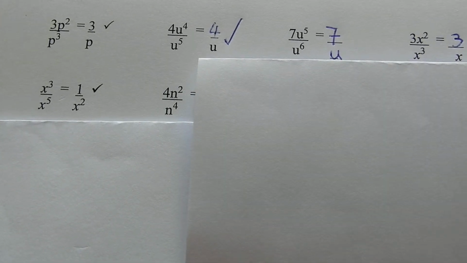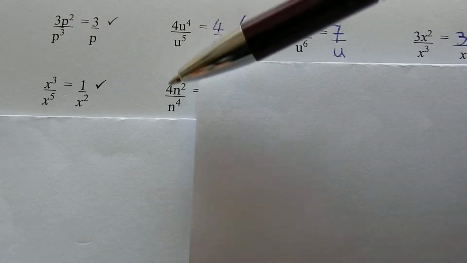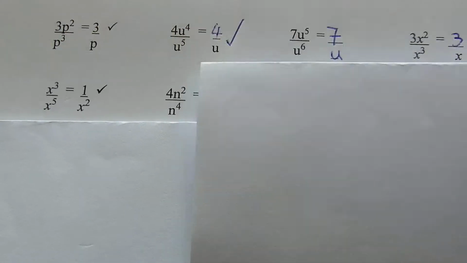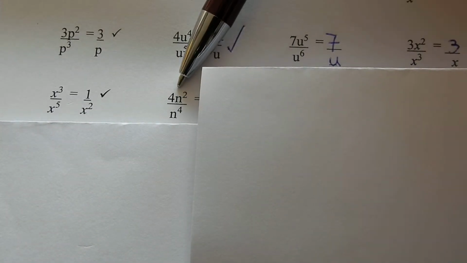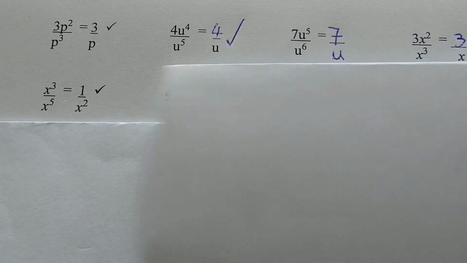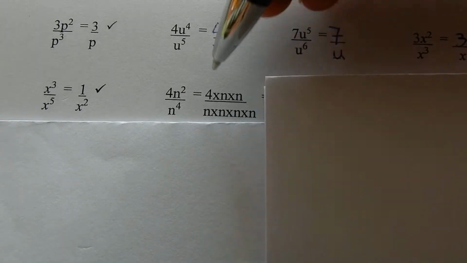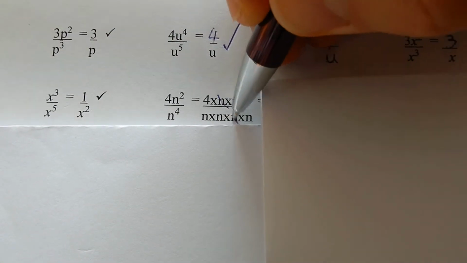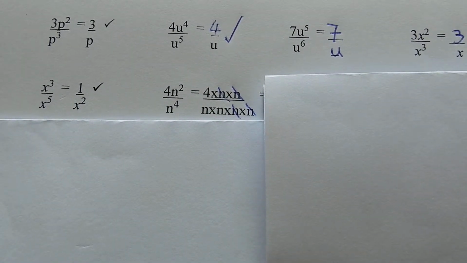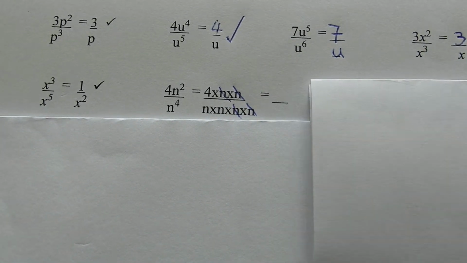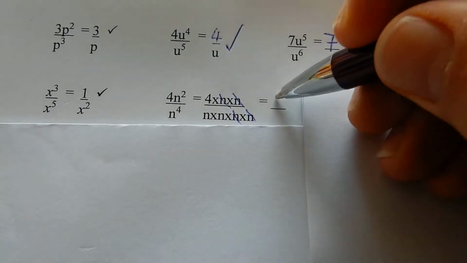So this one here, 4n squared over n to the power 4. So that's n times n divided by n times n times n times n. Good. So 2 of the n's timesing will cancel with 2 of the n's from the bottom. 2 n's off the top, 2 n's off the bottom. Oh, here we go. That one will cancel with that one, and that one will cancel with that one. Actually, any of the n's will cancel with any of them. I just use the ones on the end. Okay, so now we've got 4 times 1 on the top, leaving 4.